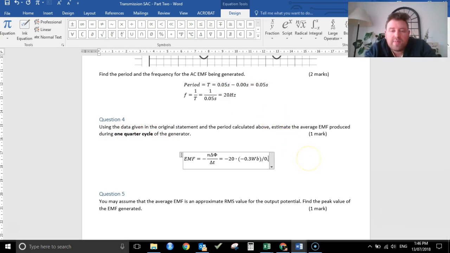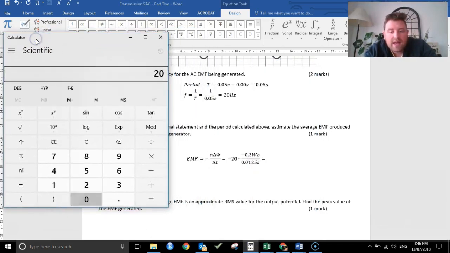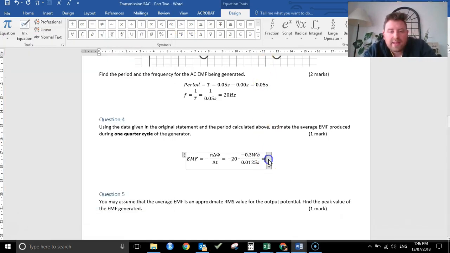So that's 0.0125 seconds. Right, and then finally we plug all that in, and we might have to get out our calculator at this point. I don't know what that is off the top of my head. 20 times 0.3 divided by 0.0125 gives us 480. So 480 volts.